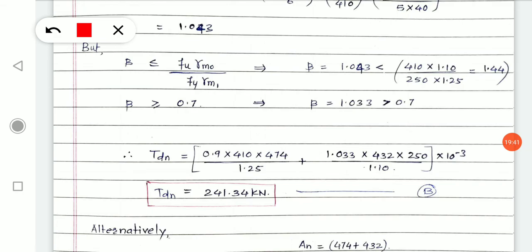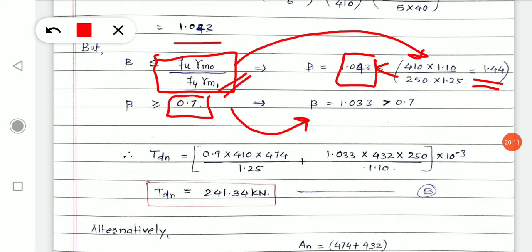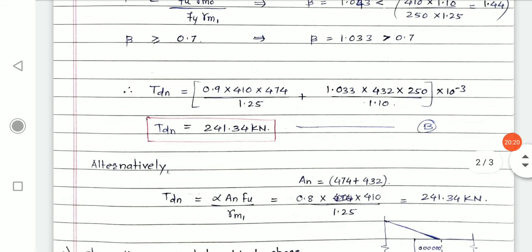Now next is beta. Where you get the beta calculations or formula in IS code, they have mentioned that beta should be less than this and should be greater than or equal to this. So let's check that for our calculation. I have calculated the beta value as 1.043, and if I calculate the value of this formula, that comes to 1.44. That definitely tells us our beta value is less than this ratio, and our beta value is greater than 0.7. Our condition is satisfied.